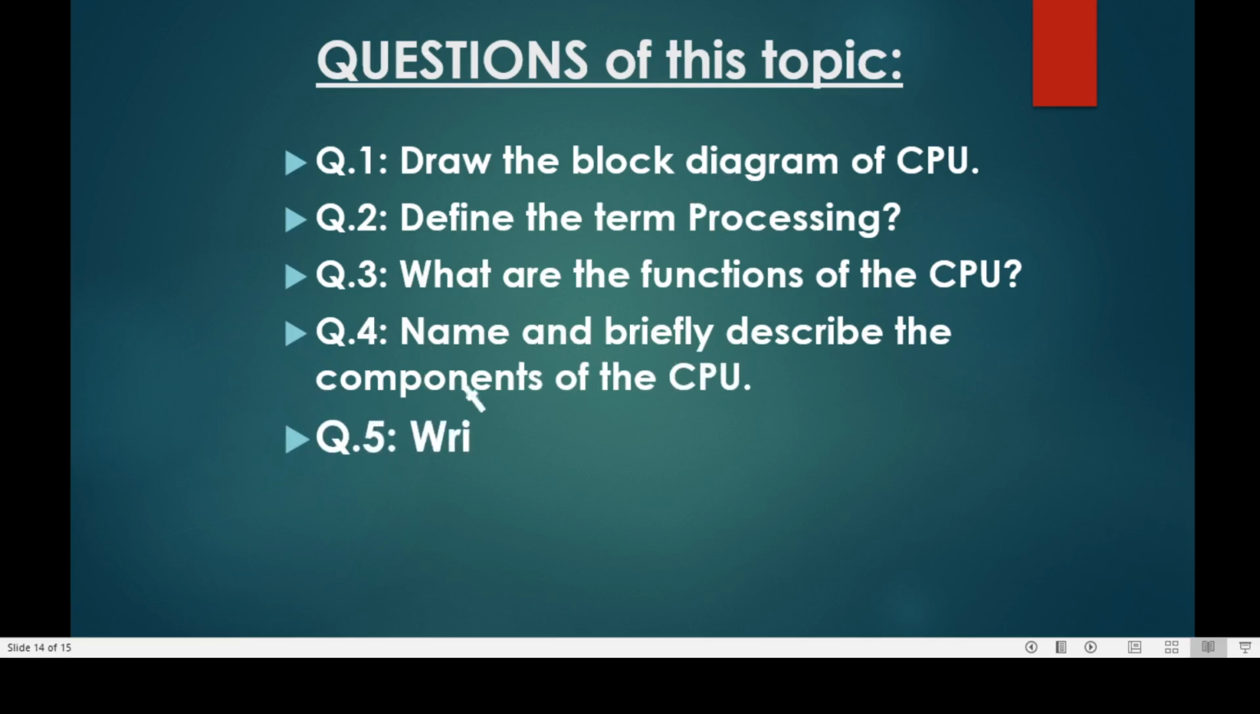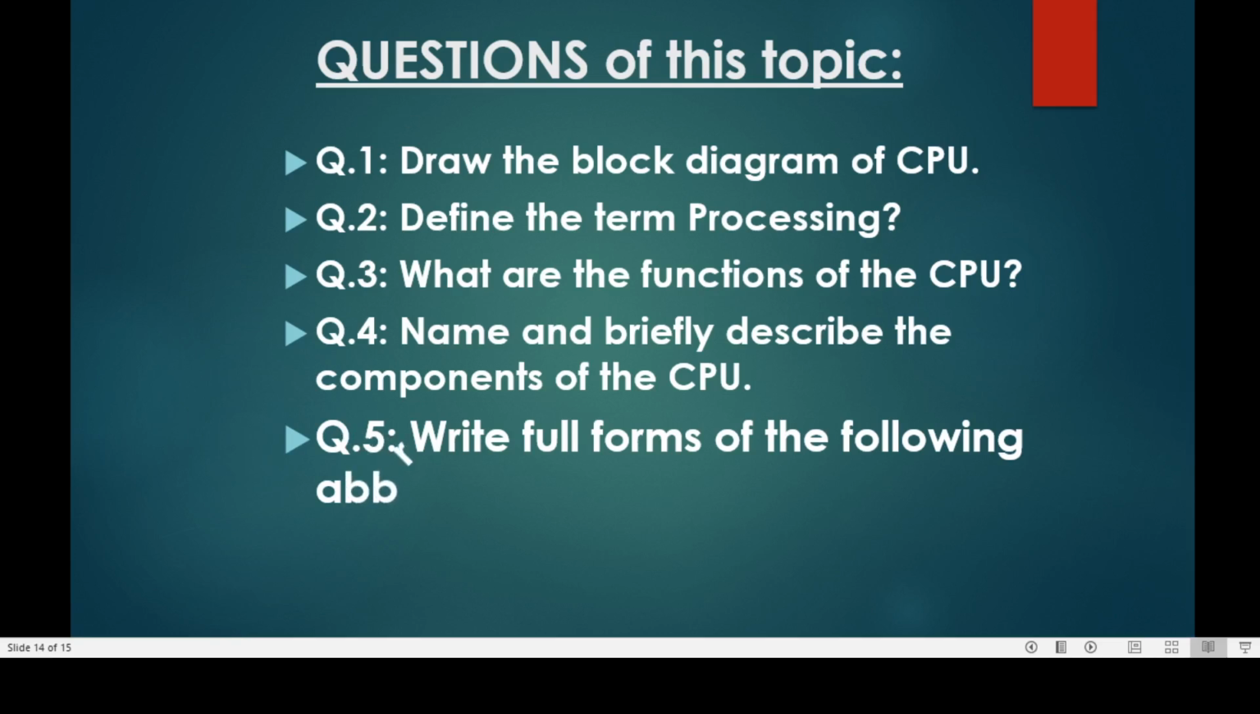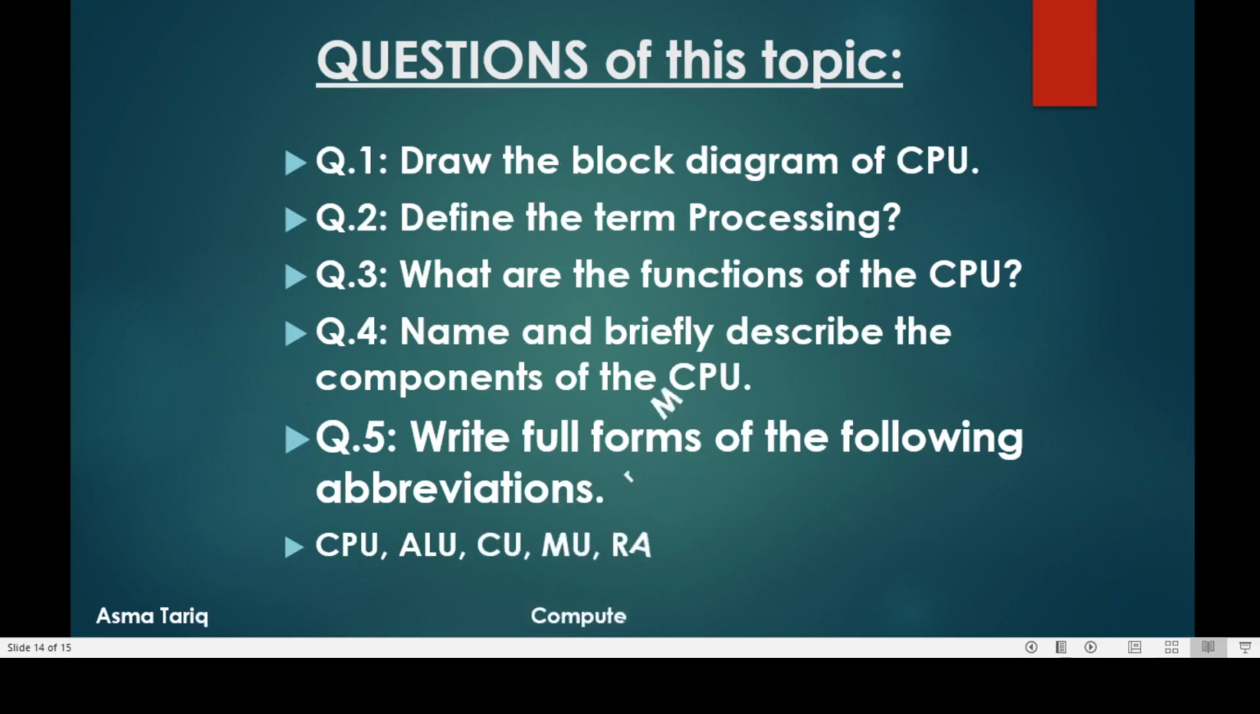Now, come to question number 5. Write down the full form of the following abbreviations: CPU, ALU, CU, MU, RAM, ROM, SSD, and laser.